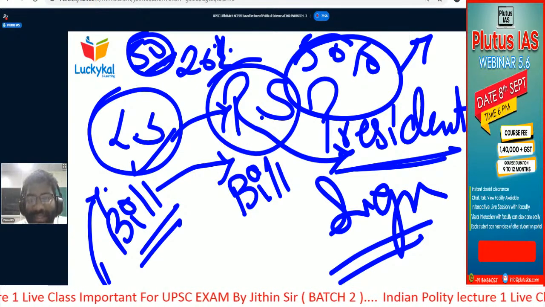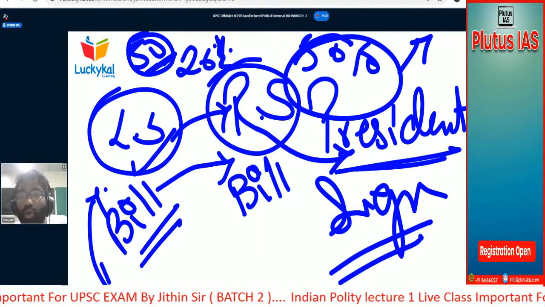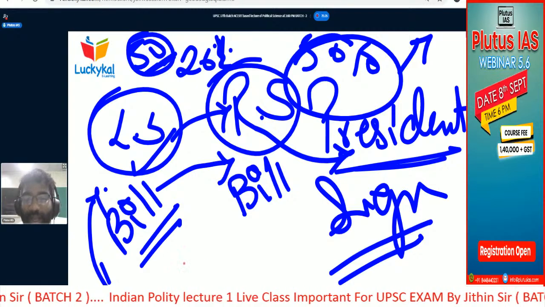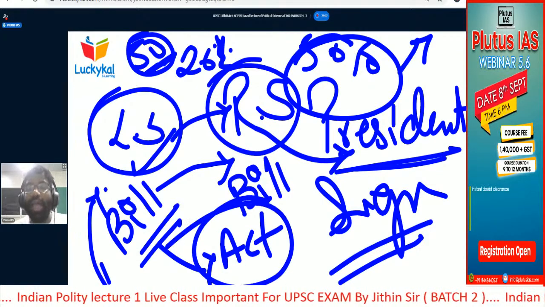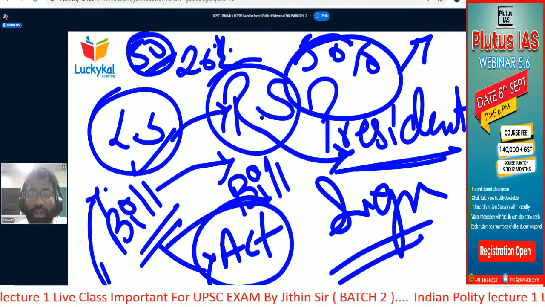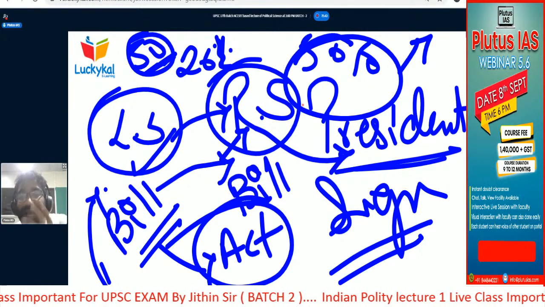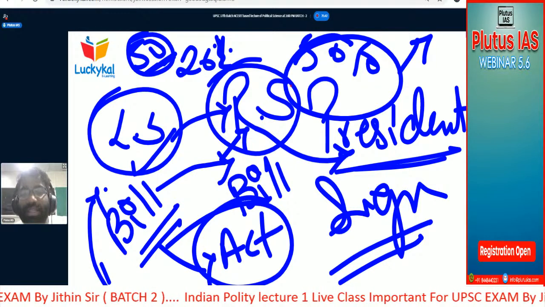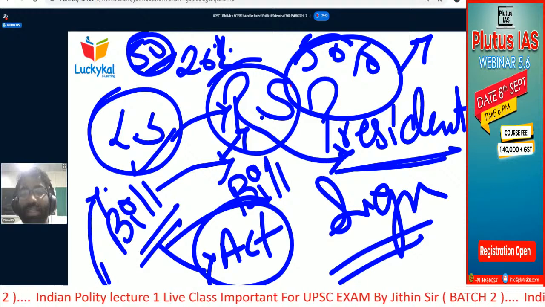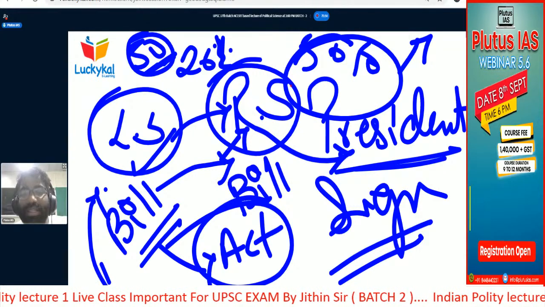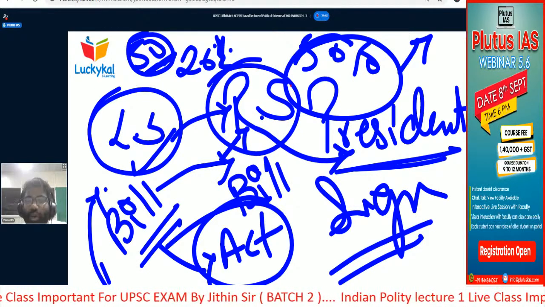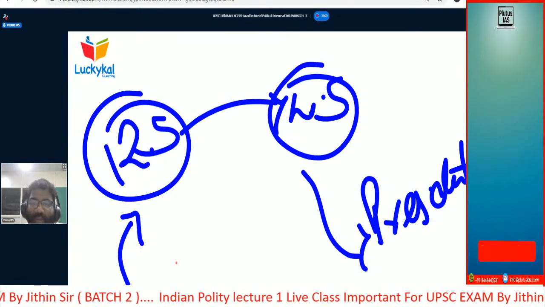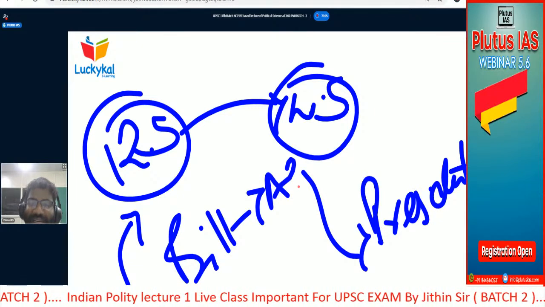Then it goes to Rajya Sabha, where it also passes, and then it goes to the president, who has to sign the bill, and the bill becomes an act. The act is called law. And this can also happen vice versa. The bill can first be presented in Rajya Sabha and then go to Lok Sabha, then to the president, and the same procedure will be followed. In this way the bill can be turned into an act. Clear?